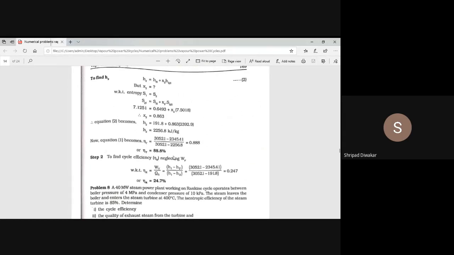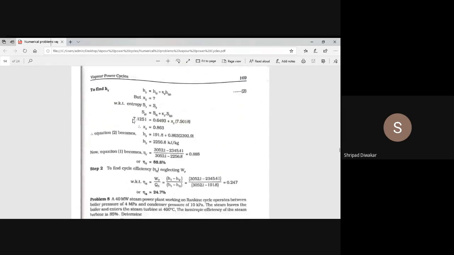So WT minus WP divided by QS. WP is 0 and WT is nothing but H1 minus H2 dash. Here you have to take the actual enthalpy. Don't take the ideal enthalpy, whenever the actual enthalpy is given. So WT is H1 minus H2 dash. H1 is from the steam table, 3052.1, and H2 dash we calculated as 2345.41, divided by H1 minus H3.